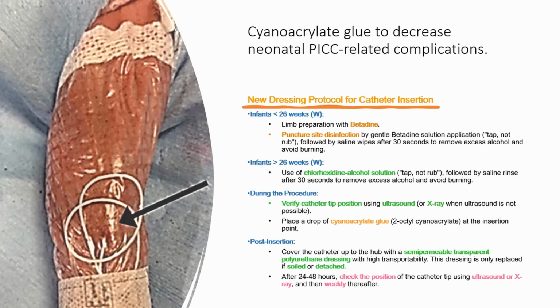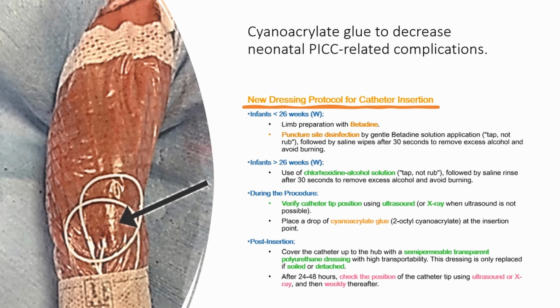Now, during the procedure itself, we're introducing a couple of key changes. First, we will verify catheter tip position using ultrasound when available. X-ray remains an option if ultrasound is not feasible. Second, after insertion, a drop of cyanoacrylate glue, specifically 2-octyl cyanoacrylate, will be placed at the insertion point. This step reinforces securement and acts as a barrier to infection.